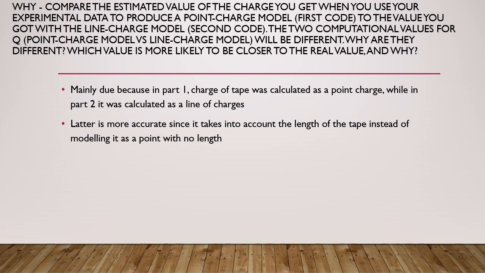And so mainly the differences were due to the fact that in part 1, the charge of the tape was calculated, or rather I should say modeled, as a point charge, while in part 2 it was calculated as a line of charges. And the latter is much more accurate since it takes into account the length of the tape, while in part 1 we just modeled it as a point with no tape, which is clearly not true because, well, it has a length.